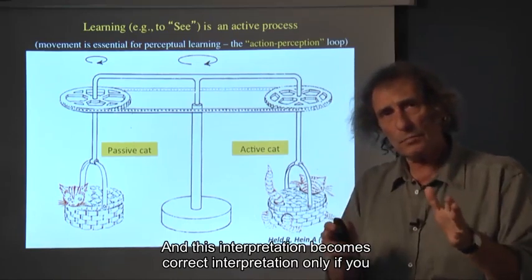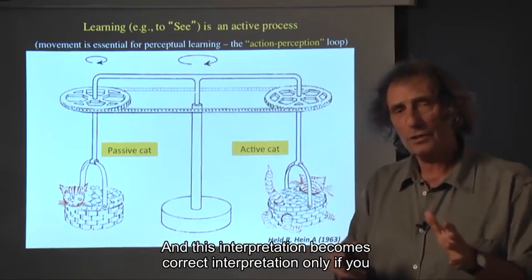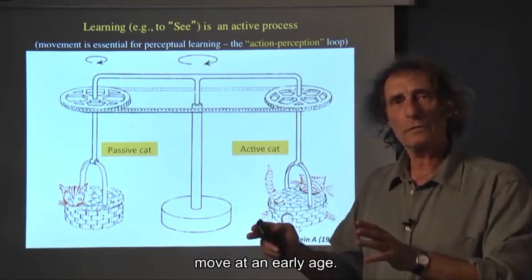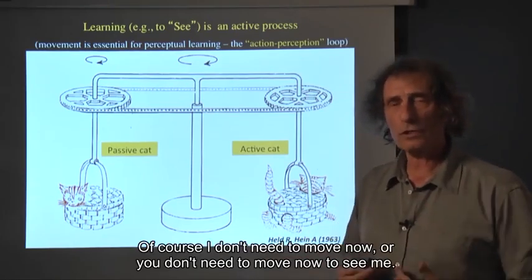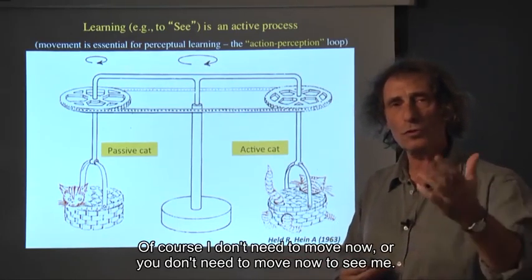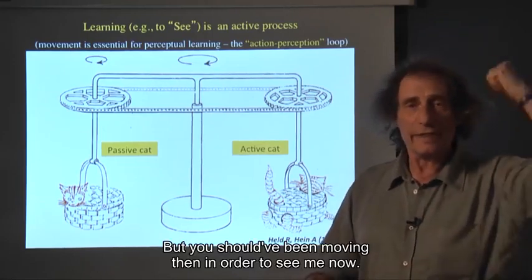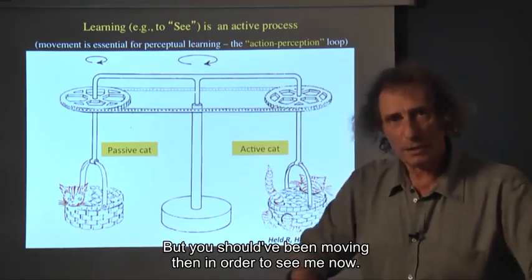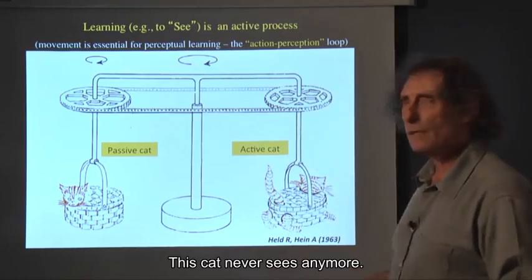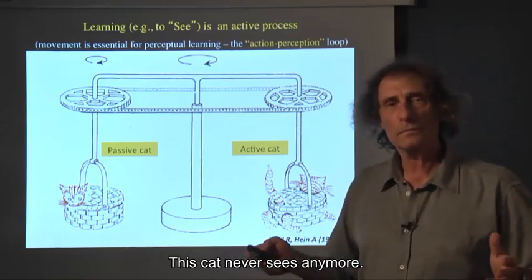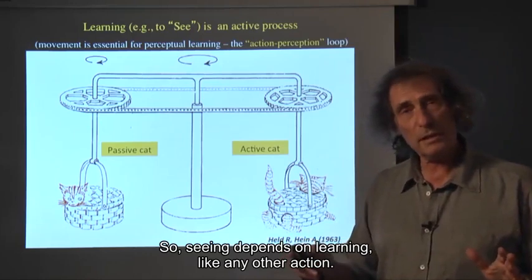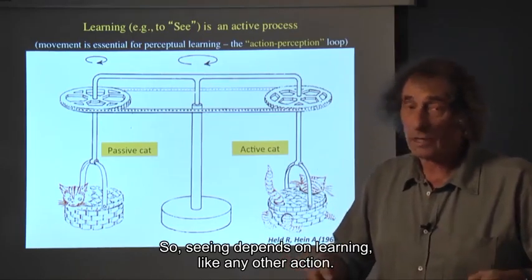And this interpretation becomes a correct interpretation only if you move at an early age. Of course, I don't need to move now, or you don't need to move now to see me. But you should have been moving then in order to see me now. This cat never sees anymore. So seeing depends on learning like any other action.